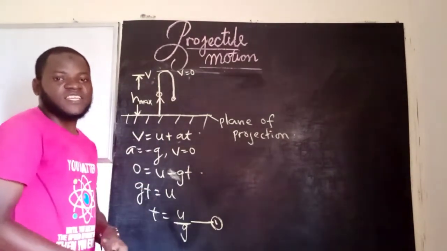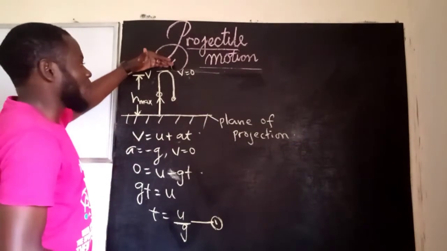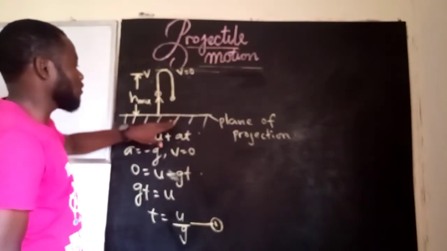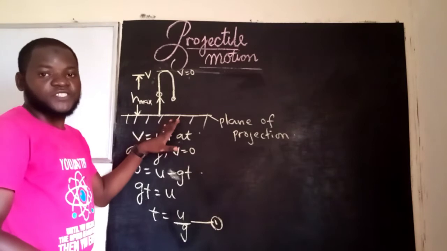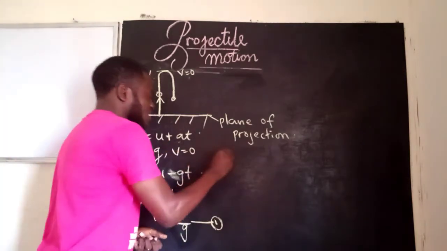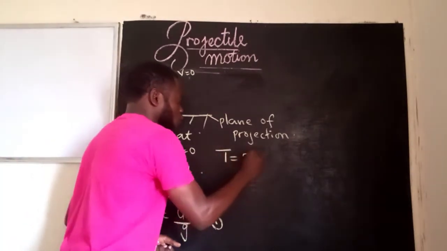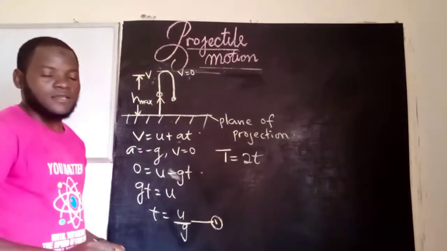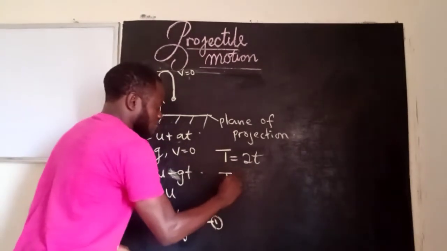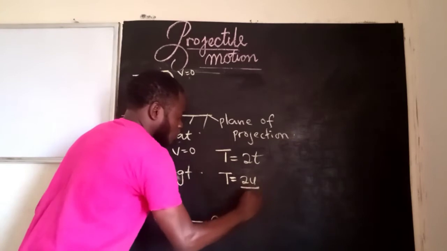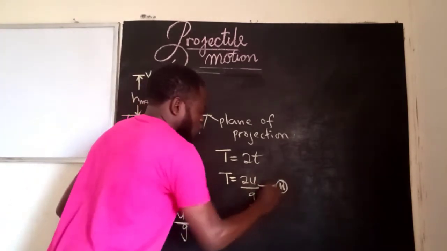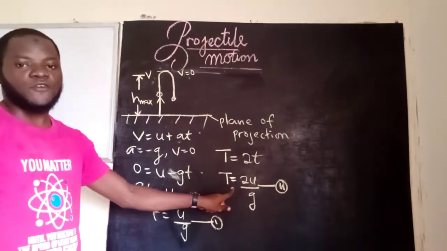It's just like you're talking about the time that takes the body to move to the maximum height and the time that takes the body to come back to the point of projection. So T will become 2 of the small t. Hence, T is equal to 2u over g. This is equation 2, and this is called the time of flight.